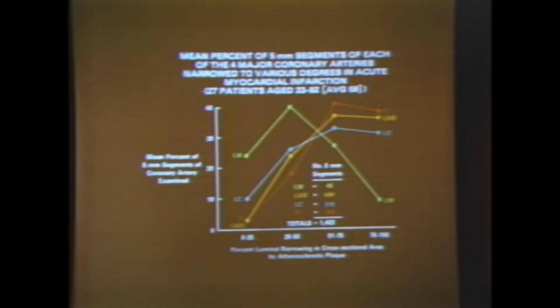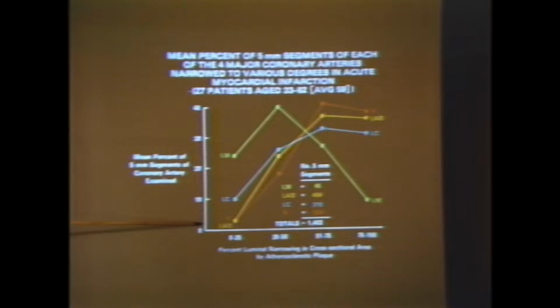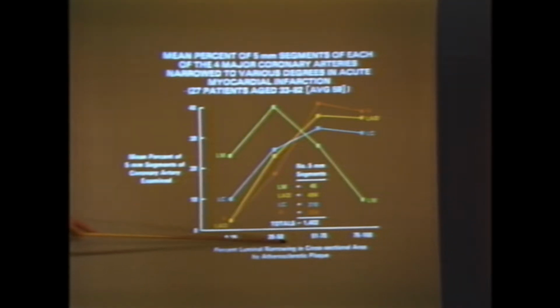Now, this slide is similar to the one shown with the sudden death victims. On the horizontal axis here are these categories of cross-sectional area narrowing, and on the vertical axis, the percent of 5-millimeter segments so narrowed in each of these four arteries. Again, in these three arteries, the left circumflex, the right, and the LAD, the amount of narrowing is similar. The left main, again, 10% of the segments were severely narrowed.